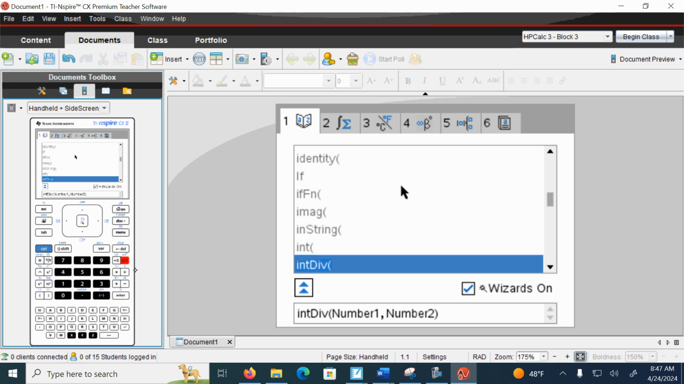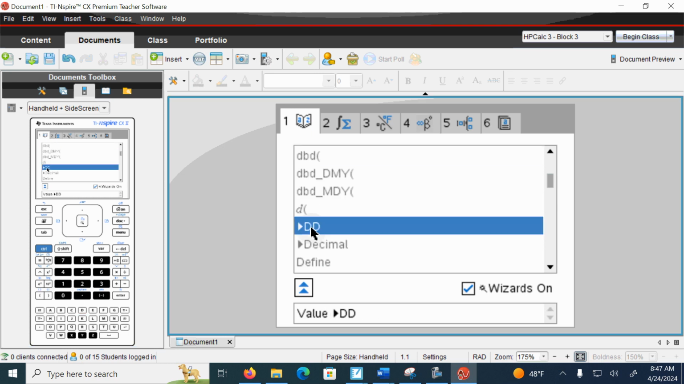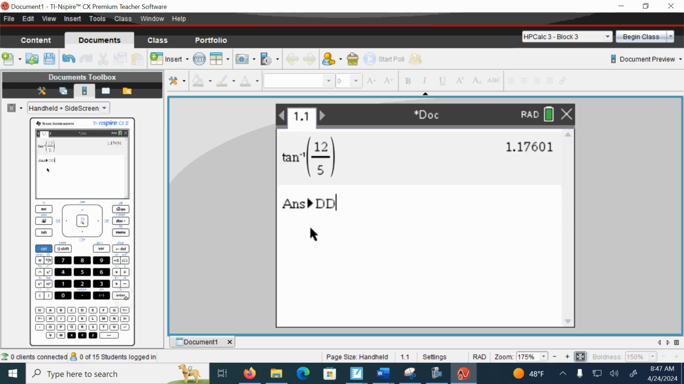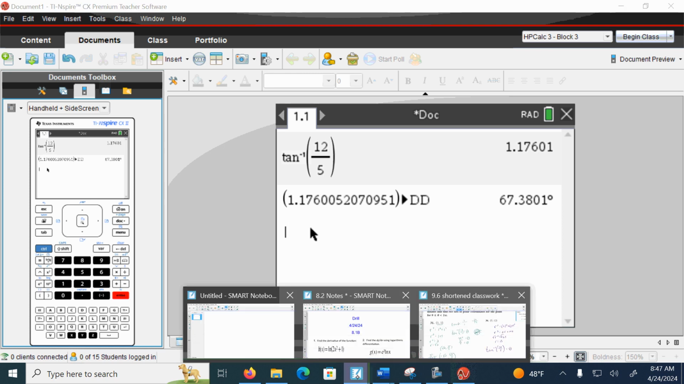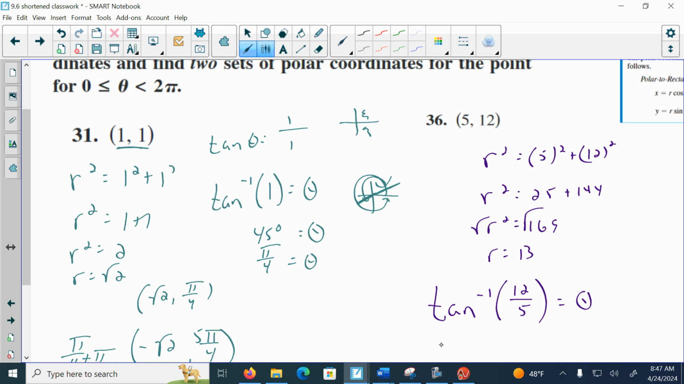So, I'm not where I need to be. I like to use the DD. If you don't have DD, you can multiply by 180 over pi. So I have 67.4 degrees. Let's just go with one decimal.